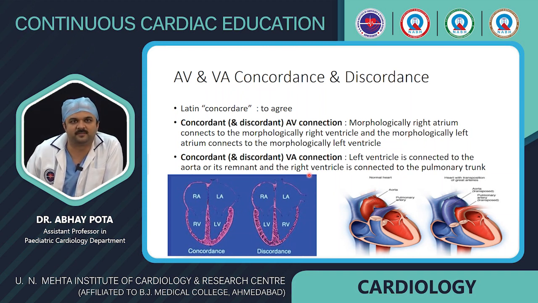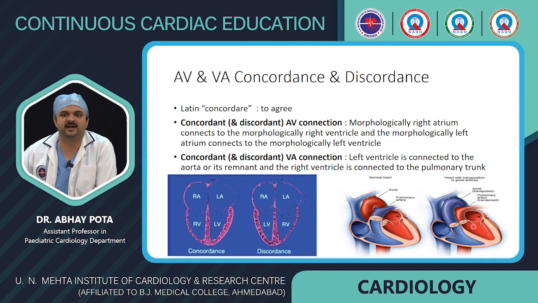There is one more important term here: LV is connected to aorta or its remnant and the RV is connected to pulmonary trunk or its remnant. So there can be pulmonary atresia as well, but still it is getting connected to pulmonary trunk only, despite pulmonary atresia being there. So normally LV is connected to aorta, RV is connected to pulmonary artery, that is VA concordance. What is VA discordance? LV is connected to pulmonary artery and RV is connected to aorta. As we can recall, this is called transposition of great arteries.